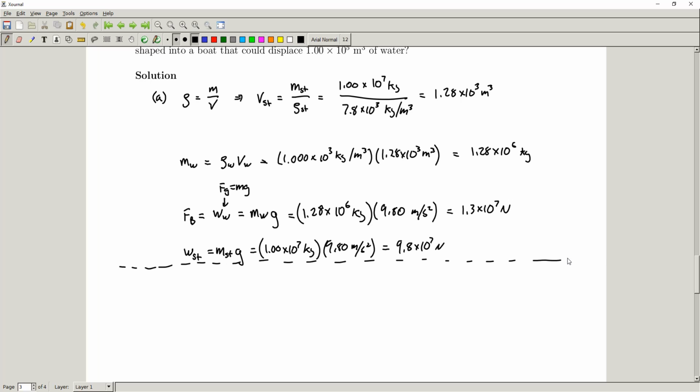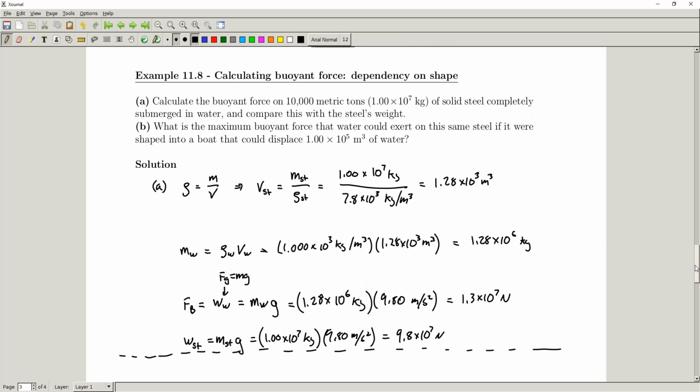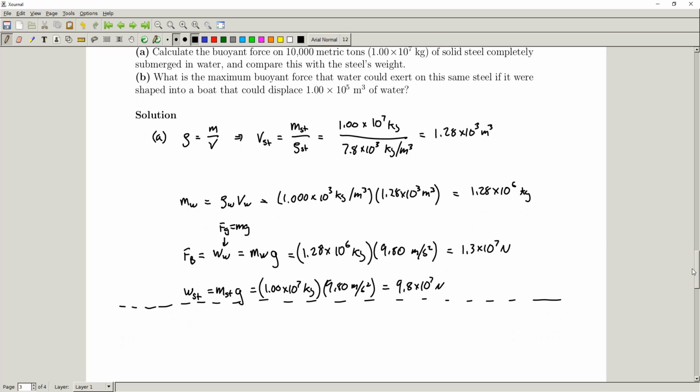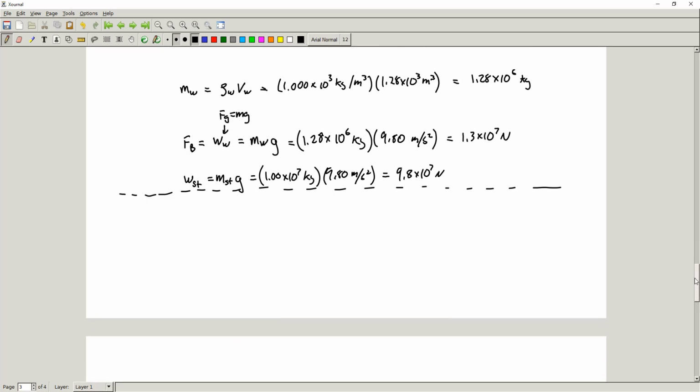And so what do we kind of want to do here? We want to find the maximum buoyant force, right? If we shaped this thing, so basically we're taking this block of steel and we're reshaping it into some sort of a boat-like shape, right? So we smash it down into a boat-like shape. We need to know what the mass of water that we're going to be displacing with this new volume is. So we need to do this calculation.